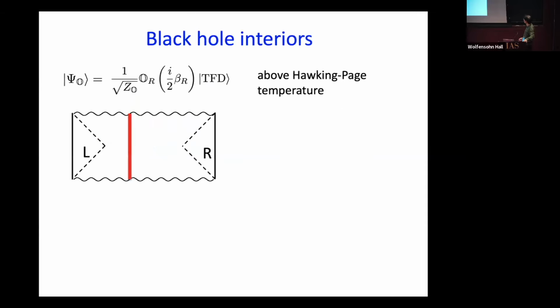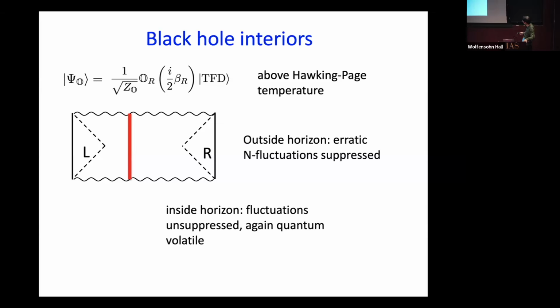Okay, so finally, let me just very quickly mention the black hole interior. So the same consideration. So again, these so-called PET states, you can consider above the Hawking-Page temperature. Then in that case, they correspond to a long wormhole black hole. Okay. So again, I will not go into detail here. And this state actually is erratic. And outside the horizon, you can show that the erratic fluctuations are always suppressed. But inside the horizon, they can be unsuppressed, of order 1. So the region inside the horizon, again, is quantum volatile.